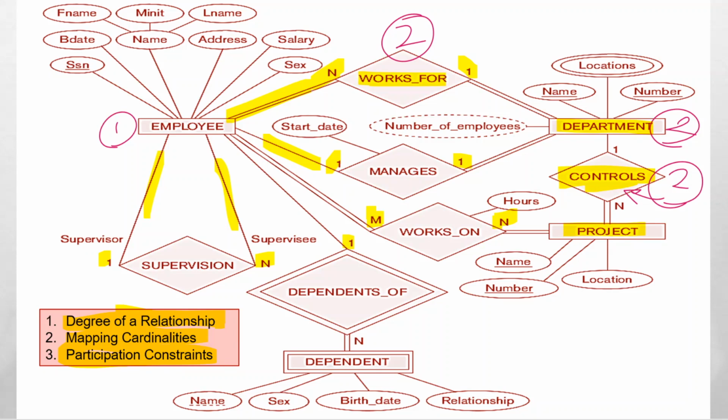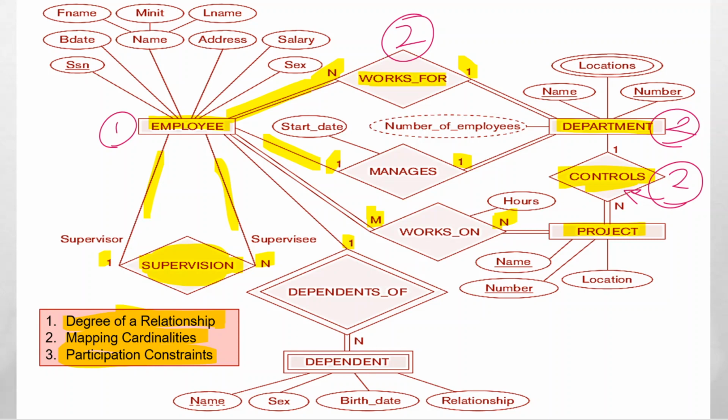Now the degree of this supervision relationship is 2, as we are linking employee on the left hand side as one entity and employee, the same entity, on the right hand side. So we can also call it a unary relationship, because on both ends we have the same entity linked through the supervision relationship.